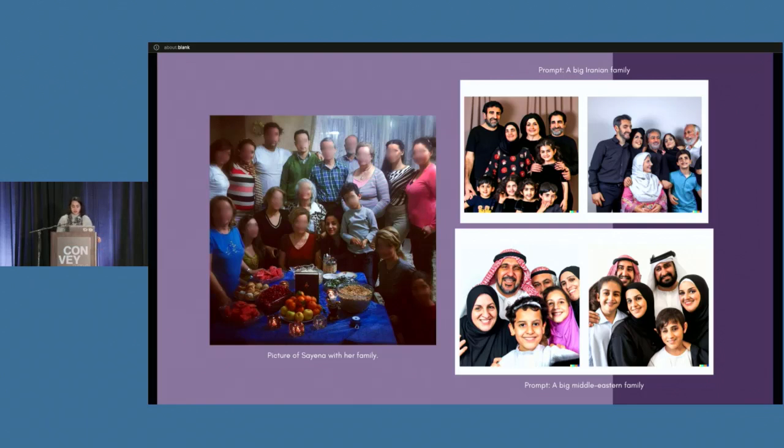The problem is also that these tools don't really have a realistic perception of cultures either. On the left side, I have my family picture that I took in Iran. It's not in the US. When I look for a big Iranian family, I'm probably looking for something similar to that. I give the benefit of the doubt for a big Middle Eastern family because it's very diverse, but the big Iranian family doesn't even show anything similar to me. It's just something completely different. We don't look like that.